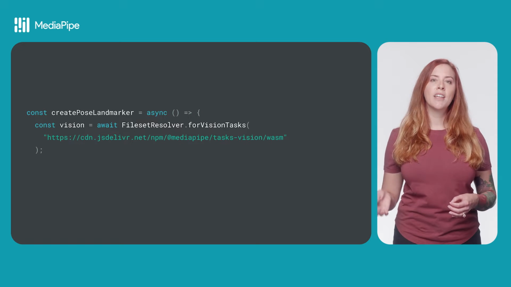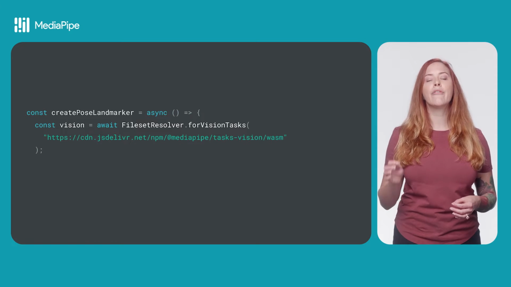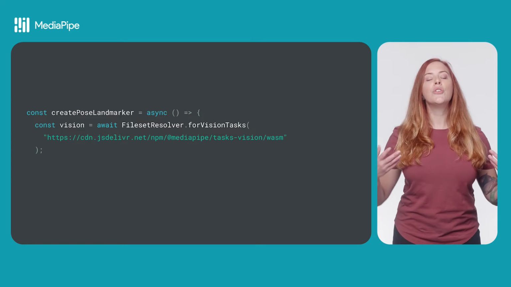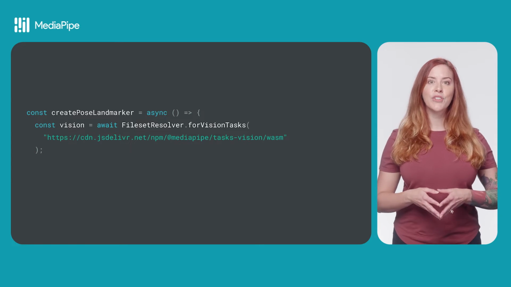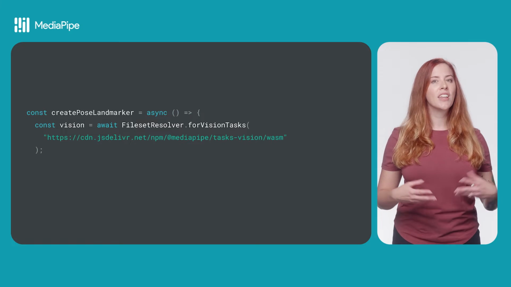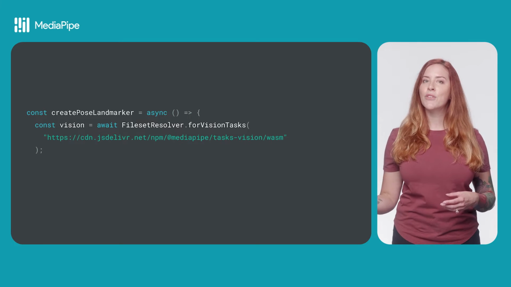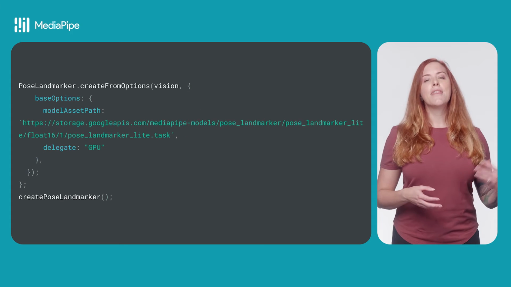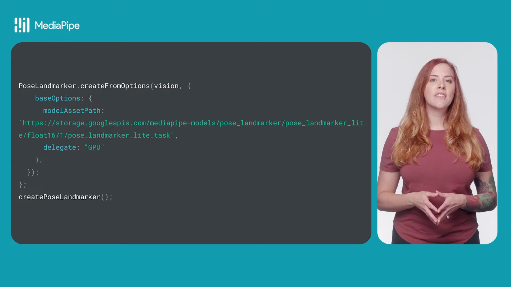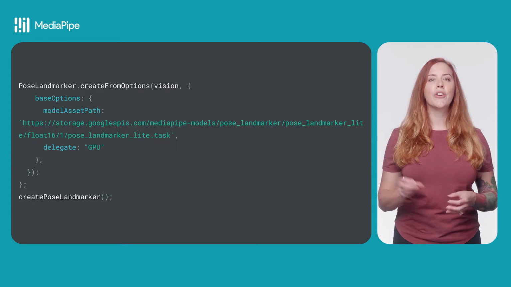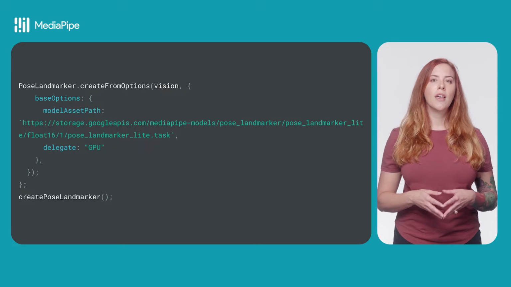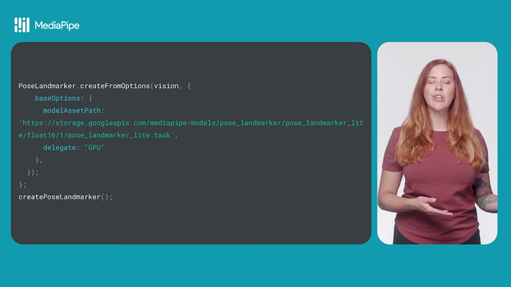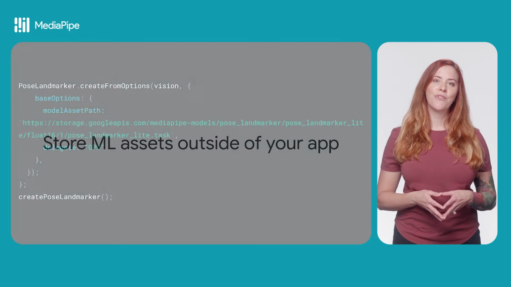WebAssembly, or WASM, is a binary instruction format for a stack-based VM. You don't need to be familiar with WASM to use MediaPipe solutions for the web. Knowing that WASM allows non-web-based code to run on the web is good enough to get started. Then, we create the Pose Landmark Detector using the Pose Landmarker Create From Options method, passing the file set resolver you just created and the model.